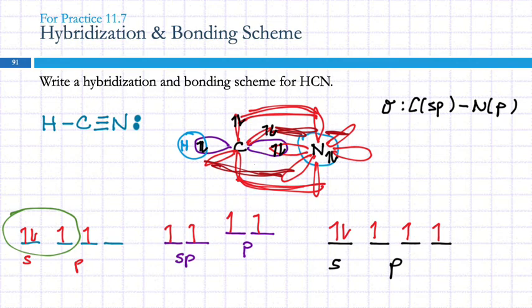There's another sigma bond here. What is that between? C and H. So that's between carbon and the hydrogen. What orbital is carbon using? sp. And what orbital is hydrogen using? S. Hydrogen always just uses S, that's all it's got. So the one hybrid orbital is making a sigma bond over here, the other hybrid orbital is making a sigma bond over there. And now we have two pi bonds.